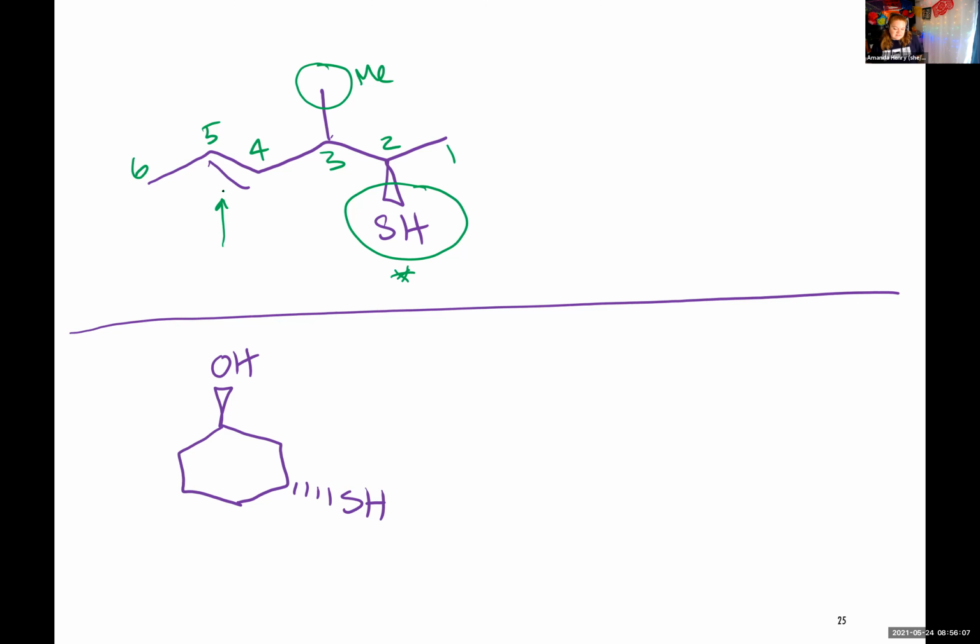So we know that it's a hexane. Well, not quite a hexane. We have a double bond in there. We know it's a hex. We know it has a methyl. We know it has our new SH group. What are we going to start with alphabetically? Who gets to come first? The methyl. Perfect. So we're going to say 3-methyl.